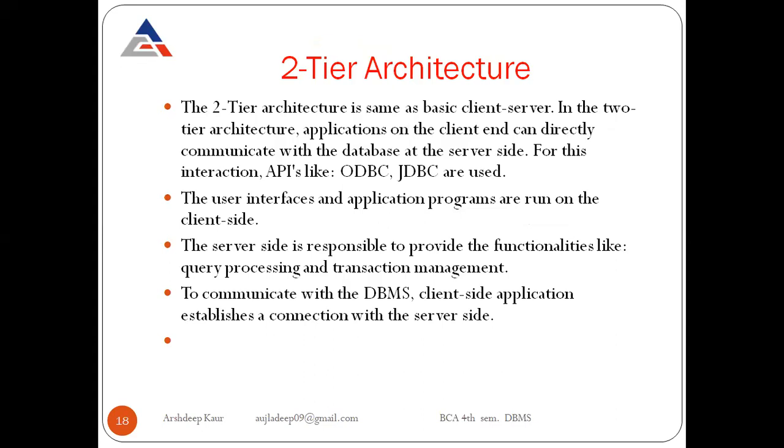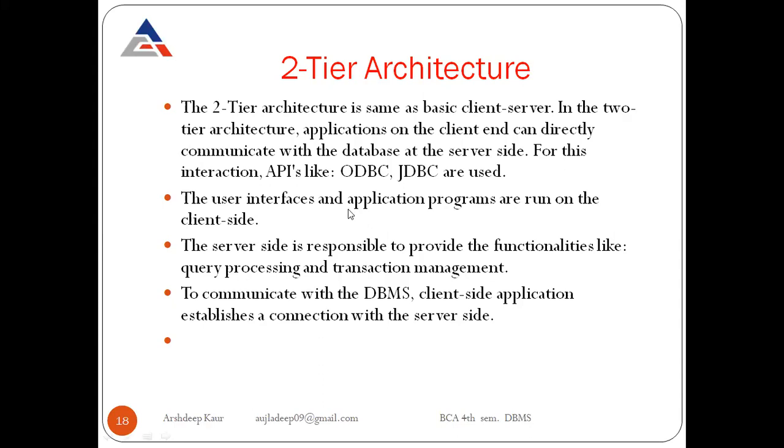Next is two-tier architecture. The two-tier architecture is the same as the basic client-server. In the two-tier architecture, we have applications on the client end directly communicate with the database at the server side. For this interaction, we have to use some APIs, application programming interfaces like ODBC, Open Database Connectivity, and JDBC. All these APIs are used in the two-tier architecture.